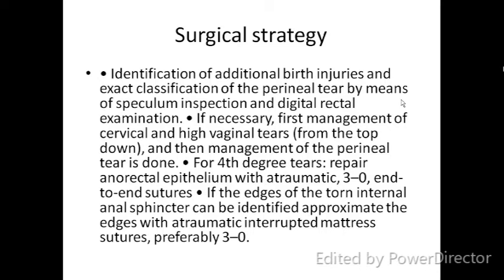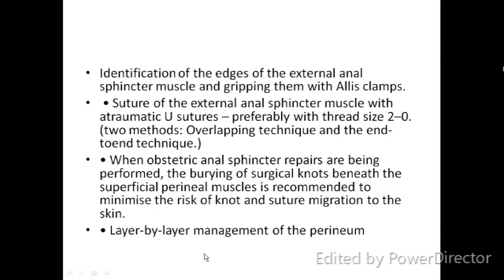If the edges of the torn internal anal sphincter can be identified, approximate the edges with atraumatic interrupted mattress sutures, preferably 3-0. Identification of the edges of the external sphincter and gripping them with Allis clamp. Suture of the external anal sphincter muscle with atraumatic U sutures, preferably with thread size 2-0. Two methods: overlapping technique and the end-to-end technique.